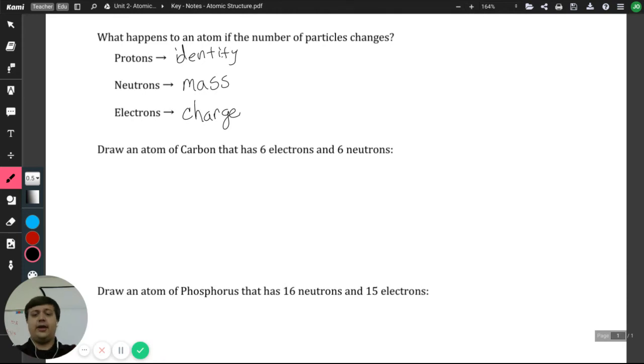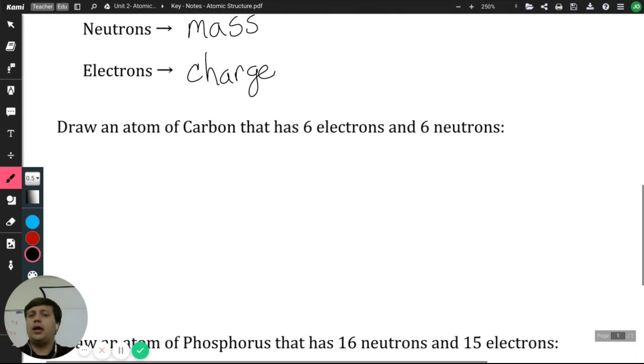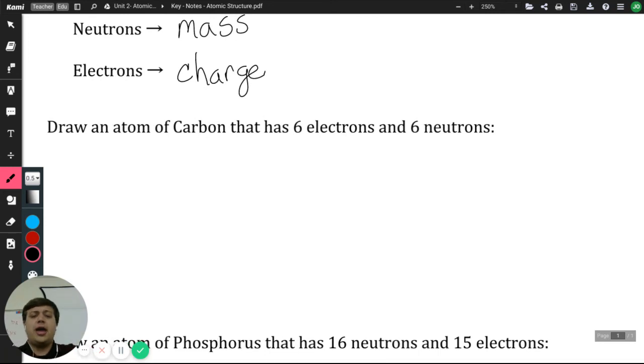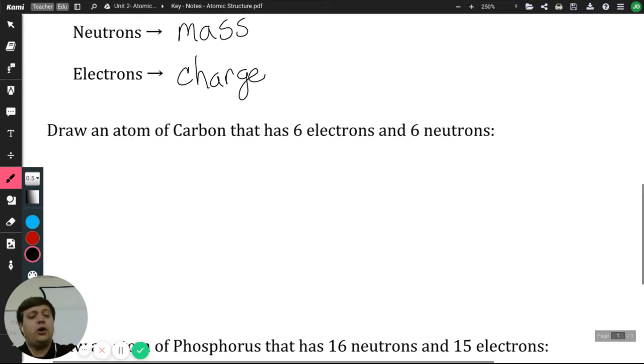So let's look at a drawing, a basic drawing of what an atom looks like. This says draw an atom of carbon that has 6 electrons and 6 neutrons. Okay, so I know I've got 6 electrons and 6 neutrons. But I need to draw an atom, and for an atom, I know I need to have protons, neutrons, and electrons. I need to have all 3. Well, this doesn't talk at all about protons, so I'm going to have to think about that a little bit.